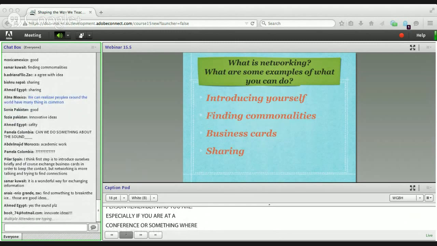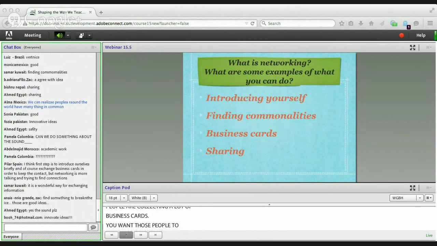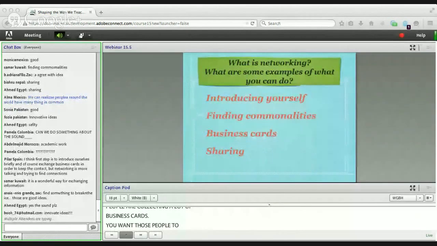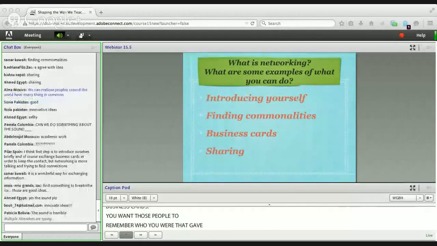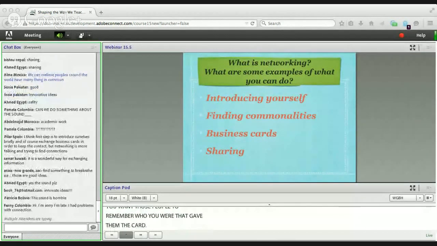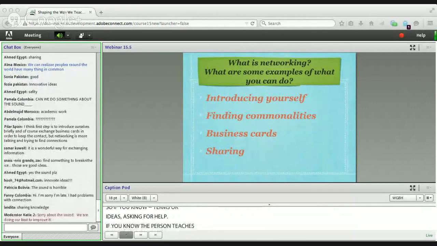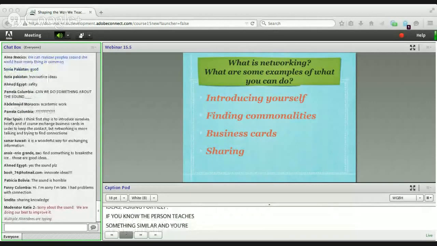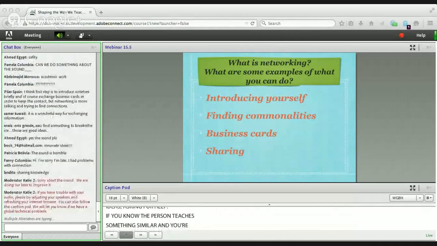And then finally, would be sharing, right? Either offering to collaborate or sharing materials or ideas, or even asking for help. So if you know that the person teaches something similar and you're having a concern, you might just say, hey, this is the issue I'm having. Maybe we can talk a little bit more about it.